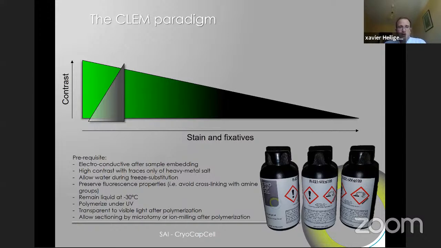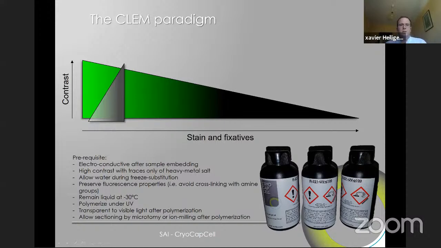It could polymerize under UV, because we are working at minus 130 degrees. It should be, of course, transparent to visible light after polymerization, and have enough rigidity to allow sectioning by microtomy or ion milling after polymerization. And all of this should remain electroconductive to give high contrast in the end. So we worked on this project for a couple of years, and we came up with the R221 resin that allows us to do these kinds of things.